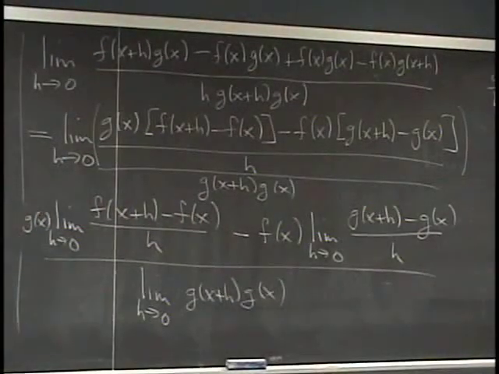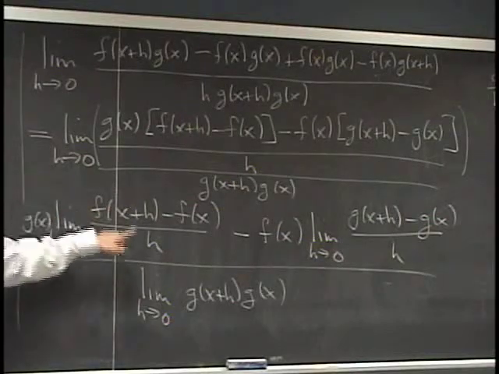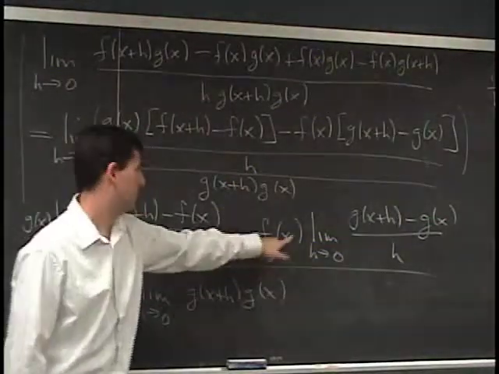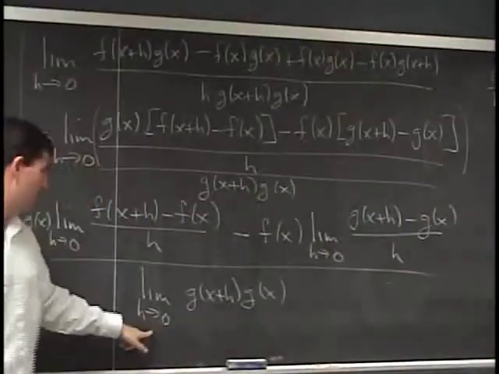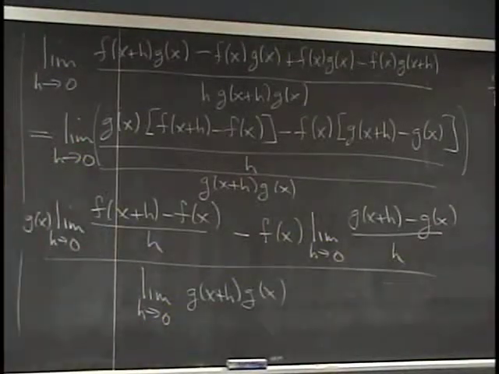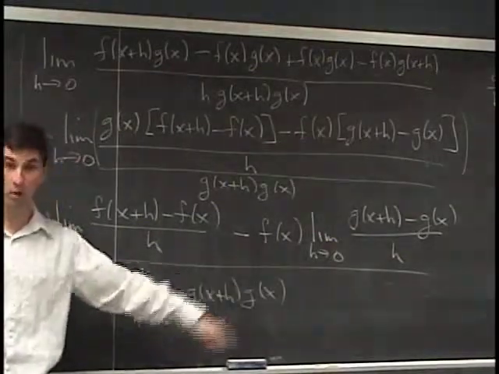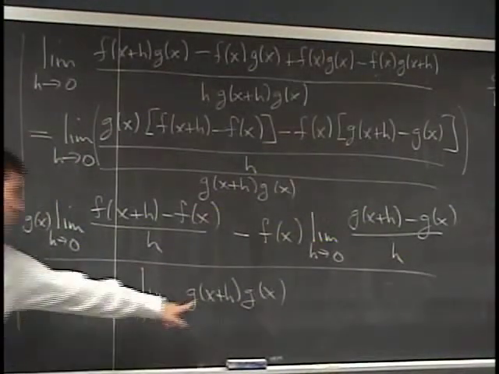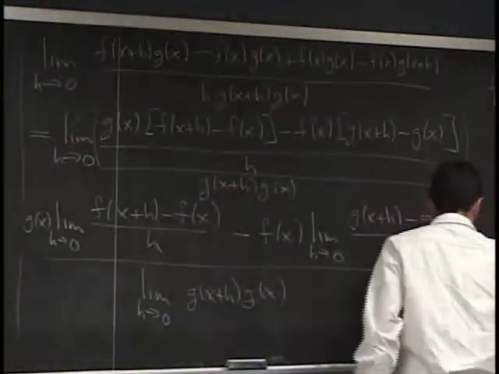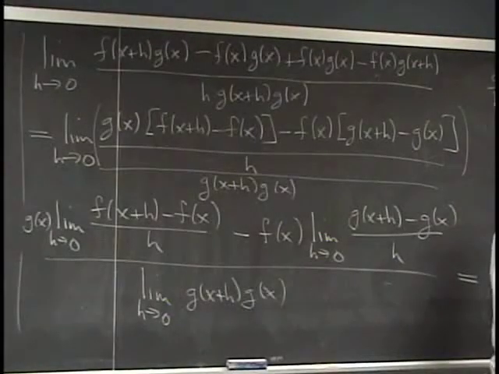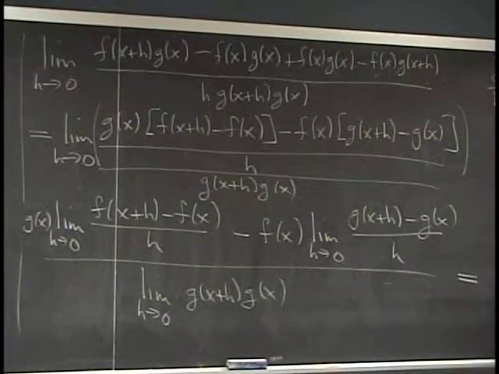Okay, and this basically kills it off, because now I have g times the derivative of f minus f times the derivative of g divided by, well, g was differentiable, so it's continuous. So as h goes to 0, g of x plus h goes to g of x. And so I just get g squared on the bottom. So this is just g f prime minus f g prime divided by g squared. Ta-da!